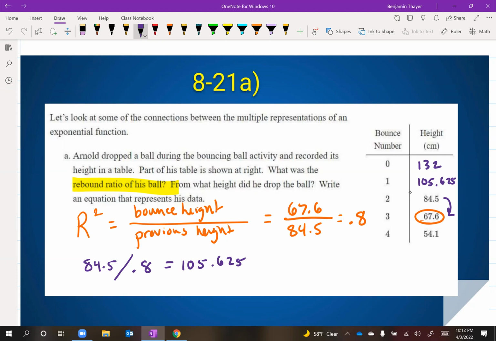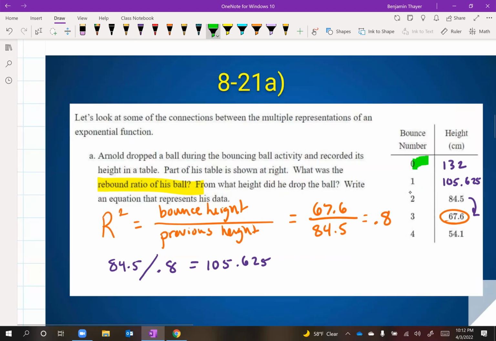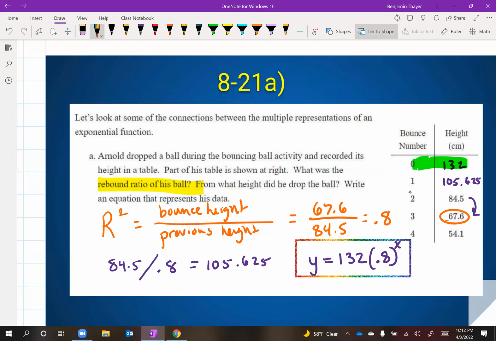Okay, so we found the missing pieces by working our multiplier backwards using division. And what we have now is the initial height right here of 132 centimeters. And we also have our multiplier. So when they ask us to write an equation to represent this, we'll start with that initial height of 132, our multiplier of 0.8, and raise that to the x power, and that will be our exponential equation for this situation. Let's take a look at part B.